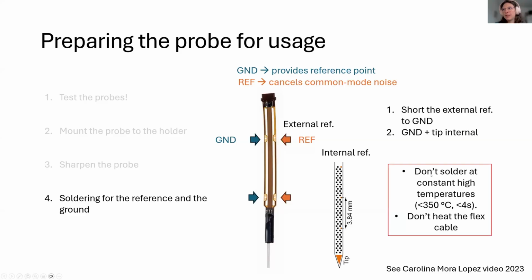Here, a few practical tips: do not solder at constant high temperatures, so don't touch the probe for very long. And don't heat the flex cable, only heat the positions where you need to solder, so not in between.